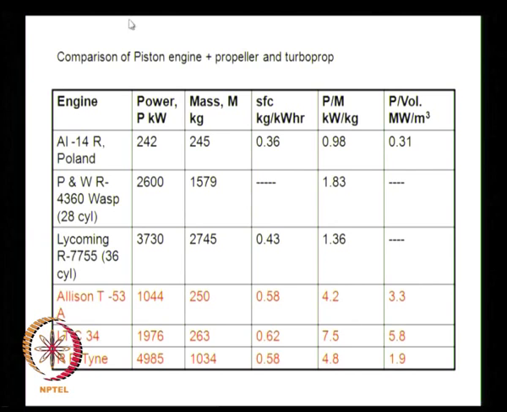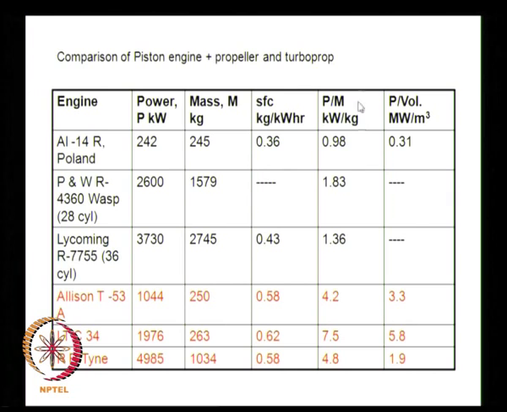What I have put together in this table is the ones in black are piston engine plus propeller and the ones in red are turboprop. Now notice that for the same power level, we can compare 2600 and 2000, nearly the same power level, look at the mass of the engine that is required. It's a dramatic reduction, right?